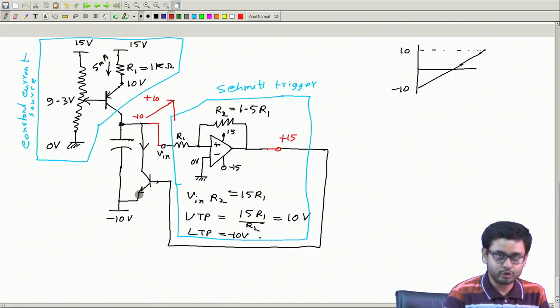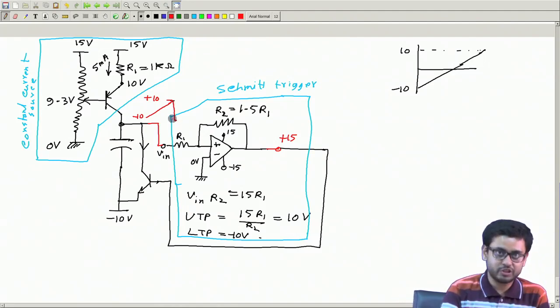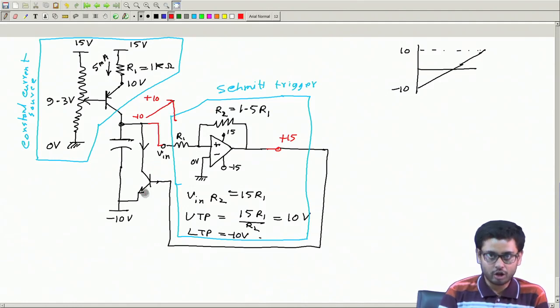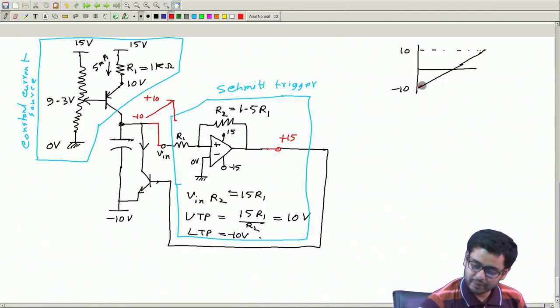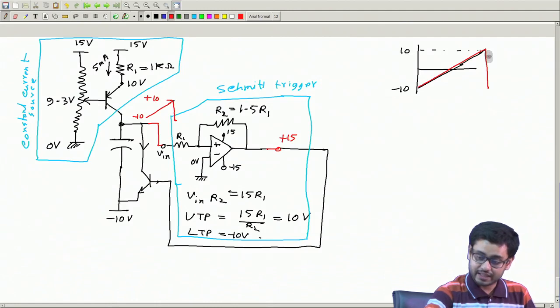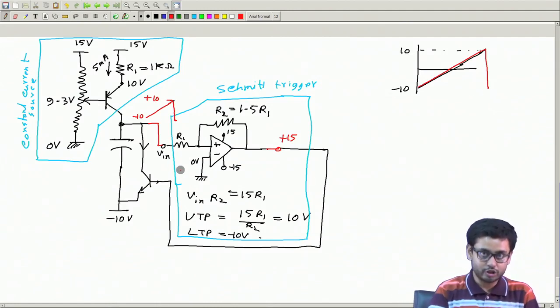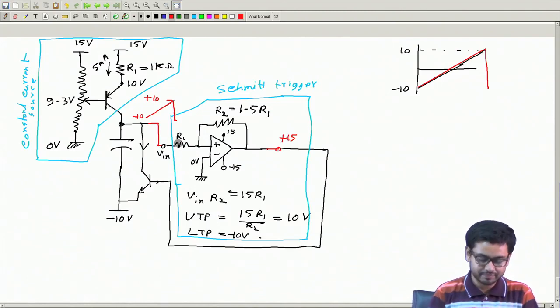So this point will go down to minus 10 volt, right? This will come to minus 10 volt almost in no time, because this is almost a short circuit, or it will take very small time. So the capacitor voltage went from minus 10 to plus 10, then it came down very rapidly to minus 10. And the moment it comes to minus 10, this is also equal to the lower trigger point of this transistor.